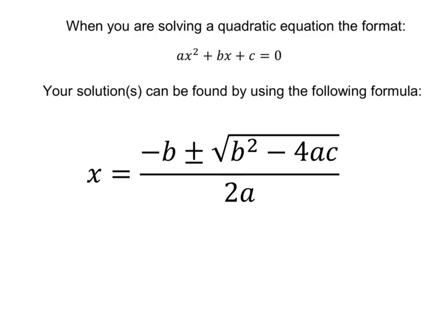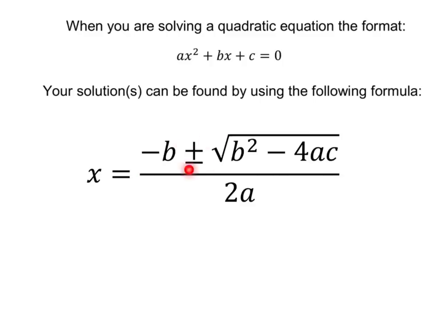Alright, so here's our actual quadratic formula. Let's start from the top. When you're solving a quadratic equation in the format ax squared plus bx plus c equals 0, your solutions can be found by using this formula. So this is our quadratic formula. x is equal to the opposite of b plus or minus the square root of b squared minus 4ac, all of that divided by 2a. You will need to memorize this formula. And I should say that this method, the quadratic formula, will work all the time.